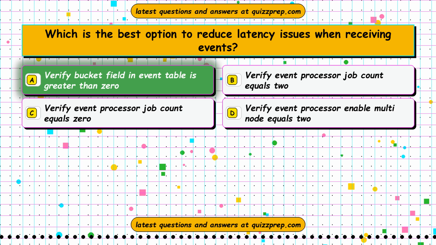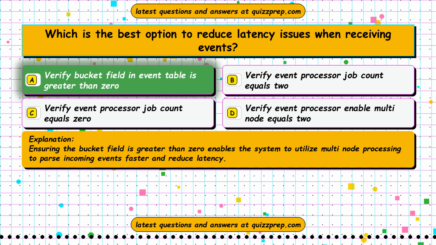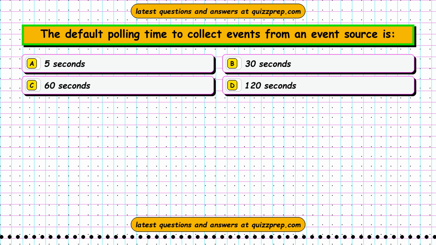The correct answer is Option A. Verify bucket field in event table is greater than 0. Ensuring the bucket field is greater than 0 enables the system to utilize multi-node processing to parse incoming events faster and reduce latency. Question 74. The default polling time to collect events from an event source. Option A. 5 seconds. Option B. 30 seconds. Option C. 60 seconds. Option D. 120 seconds.